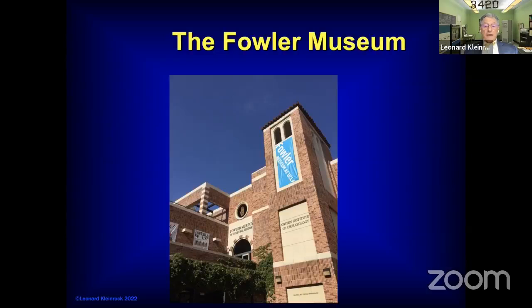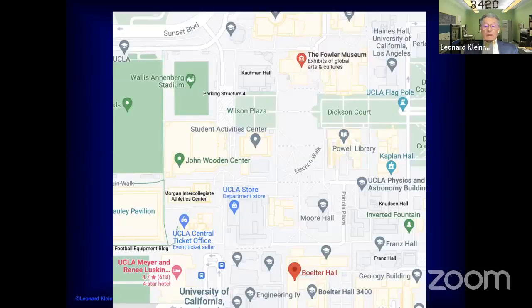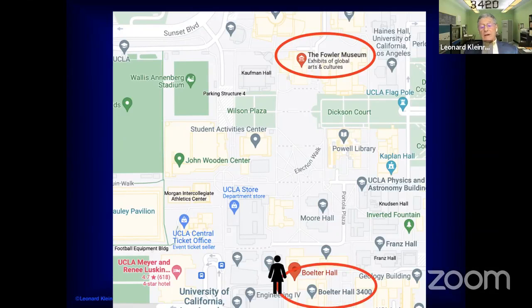So indeed, the internet was born that day. Let's follow it through now. We're right now at the Fowler Museum showing that particular first log entry. And there's the Fowler Museum on a UCLA map. But of course, this happened down in Boelter Hall. So let's walk down to Boelter Hall and see, in fact, what's going on there.